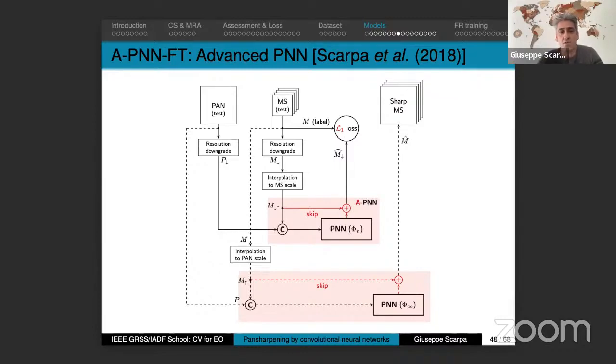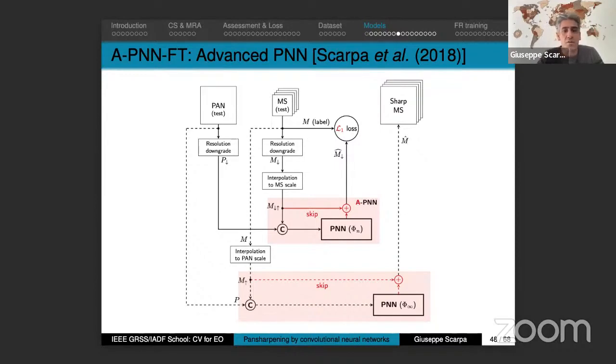So for the tuning, the MS and the PAN need to be rescaled as usual, performing a resolution downgrade. Then the new MS input needs to be resized to reach the PAN size, and this will form the reduced resolution input data cube that will feed the APNN for its tuning. Tuning is run in a supervised manner thanks to the GT that is now available, because it is just the MS input. So you can see the loss node that takes in input also the output, the pan-sharpened image, and the original non-scaled MS image.